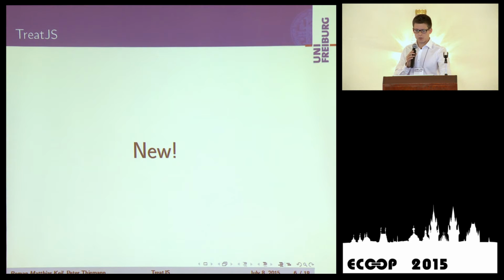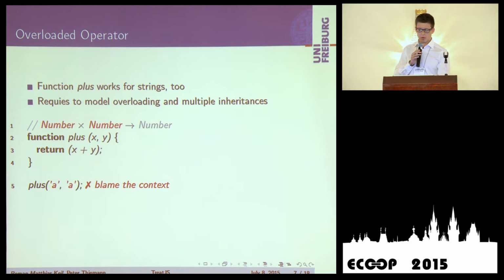Now let's go to some new features of TreatJS. As we've seen in the example before, we call the plus function with two string values, and the contract system blames the context for providing a wrong argument. But we also know that the plus operator works for strings too, so we need something that allows us to model overloading and multiple inheritance.